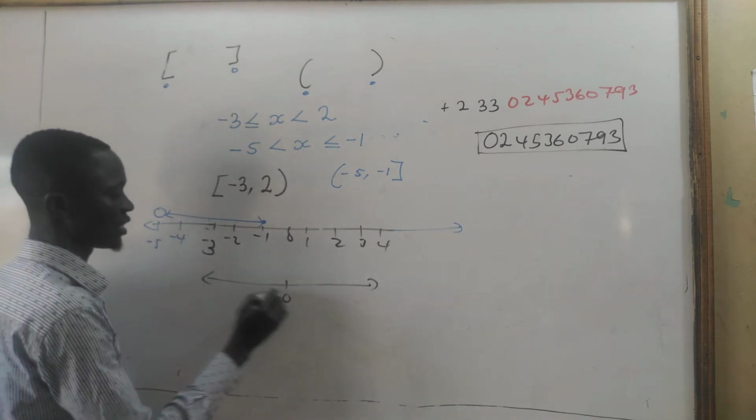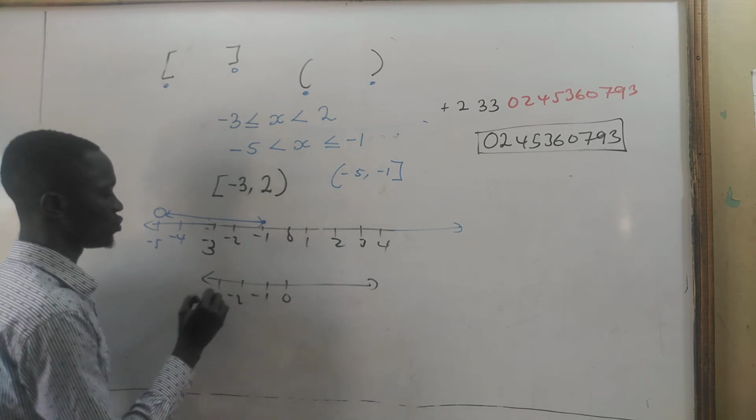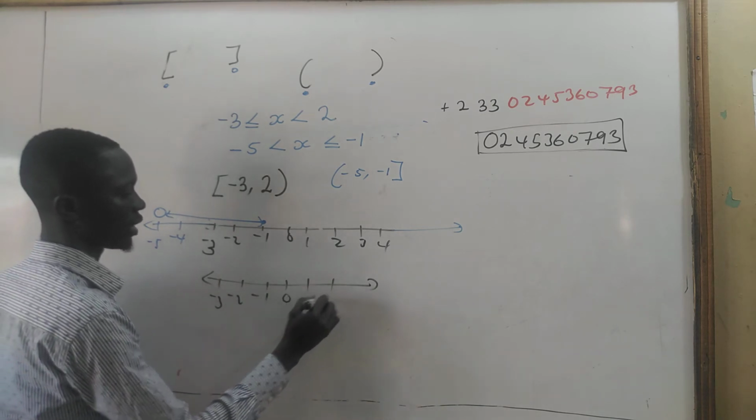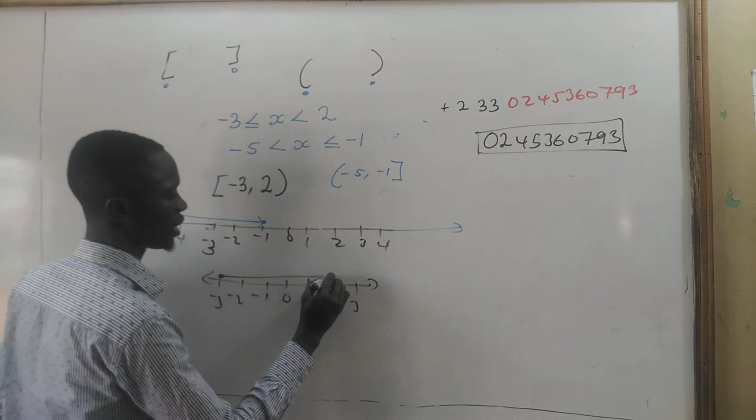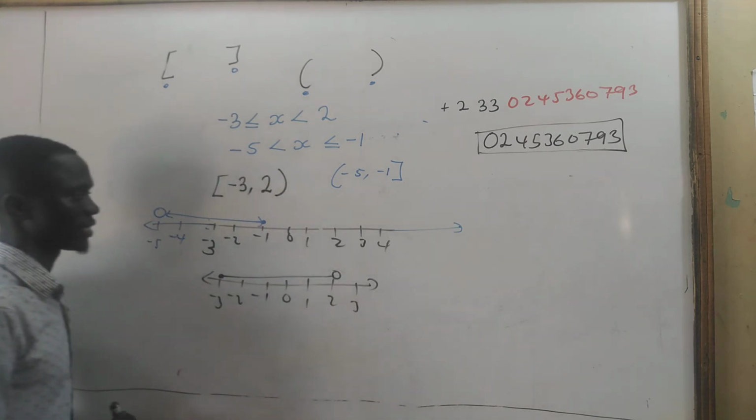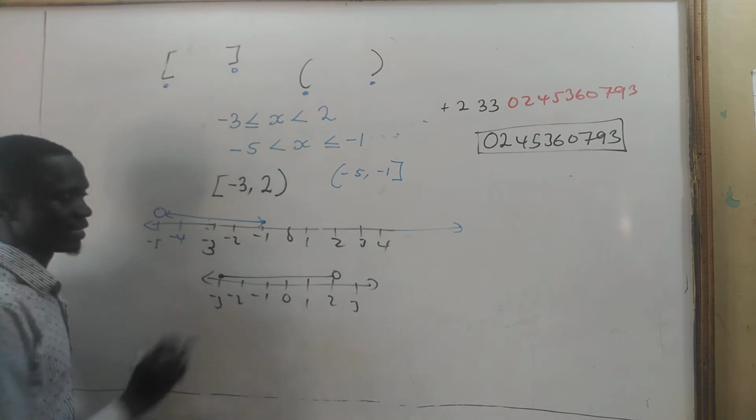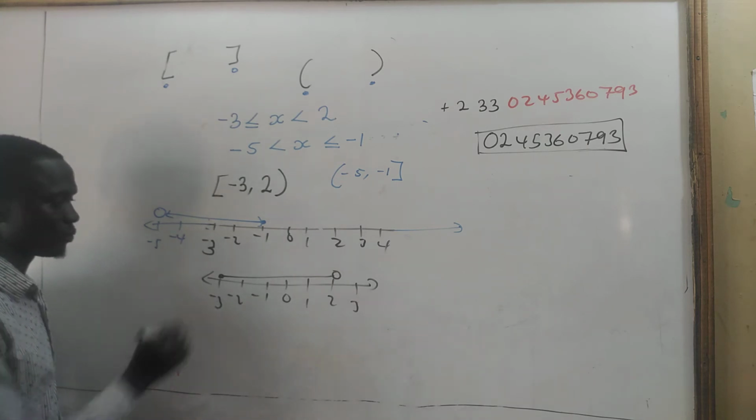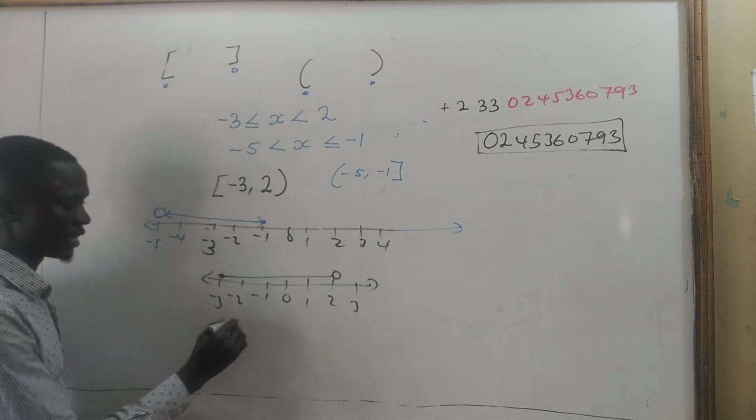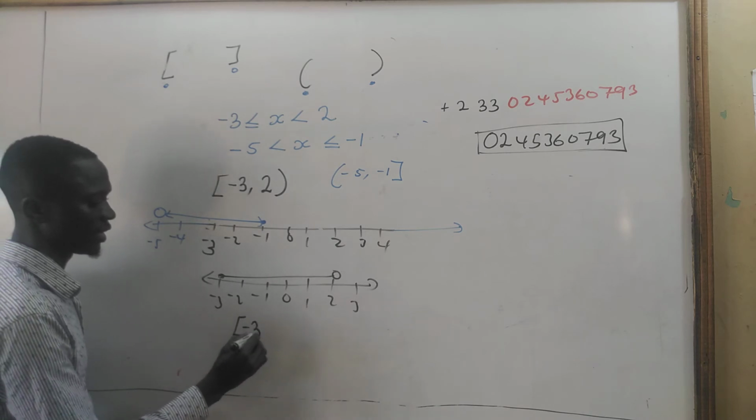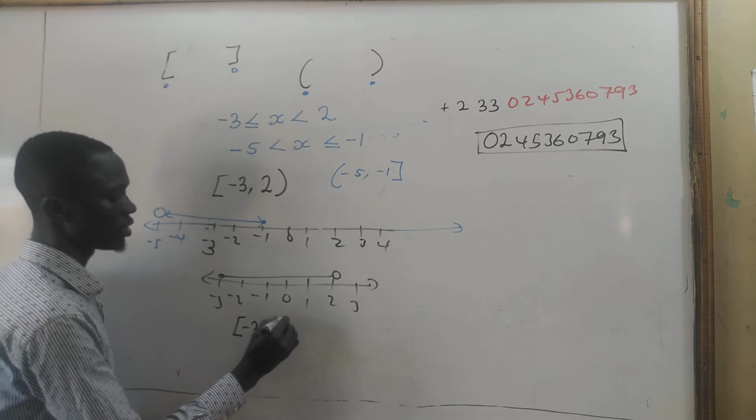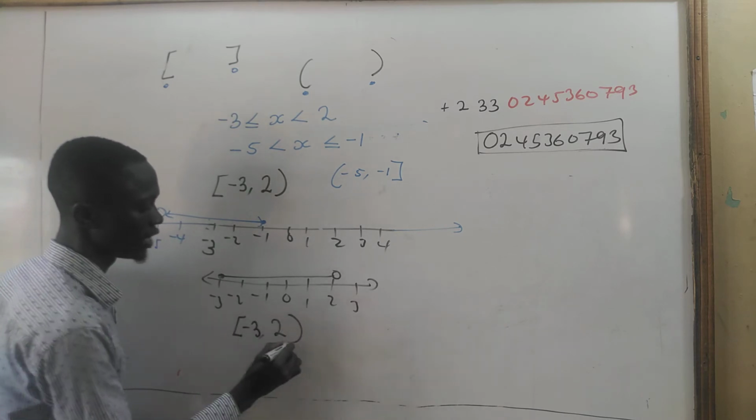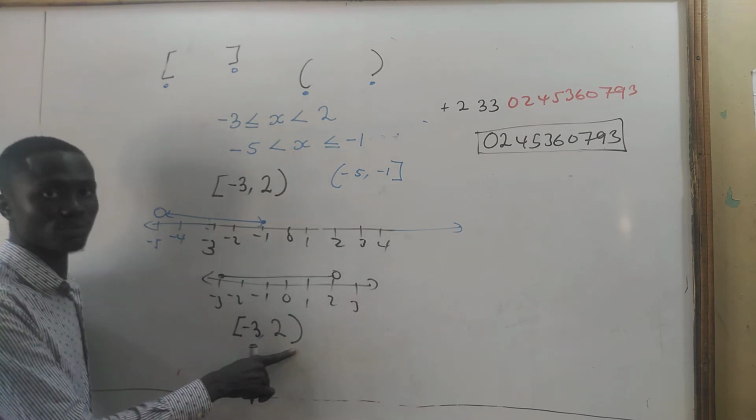If I have this, I have 0, minus 1, minus 2, minus 3. I have 1, 2, 3. And then I shade this and draw a line open to this point. Then how do we write this in interval notation form? Here, the endpoint is being shaded, so it means that negative 3 is included. Here we have an open circle, so it means that 2 is not included. So we do the bracket and parenthesis.